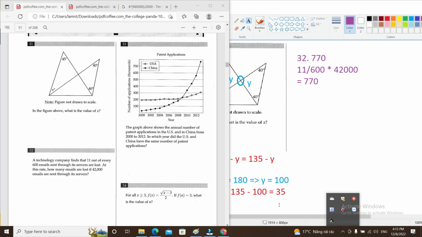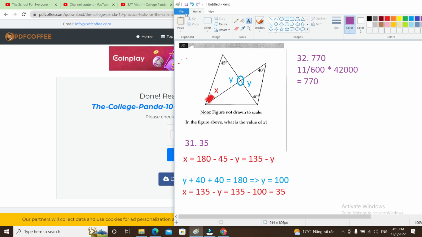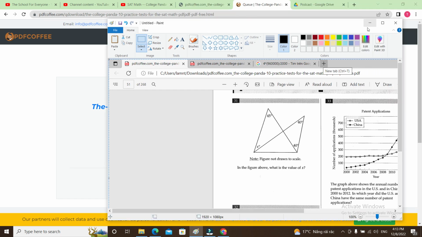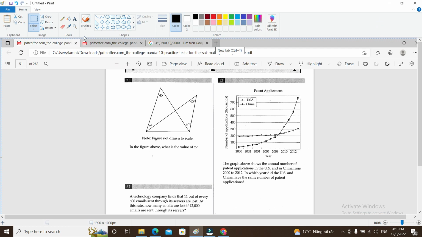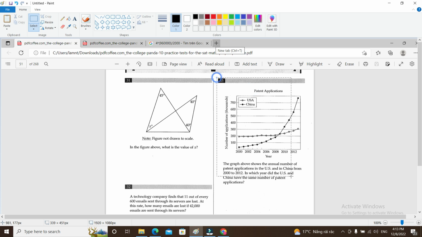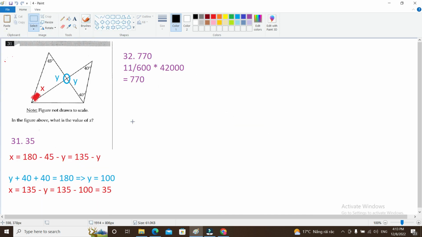So it's actually the intersection of the graph, right? So let me copy, print screen. I'm going to save this. Let's say 4. Alright, let's copy and cut this. Alright, here.